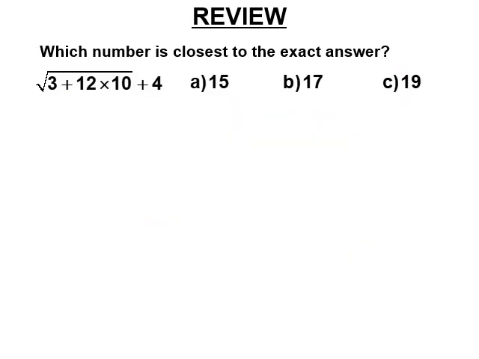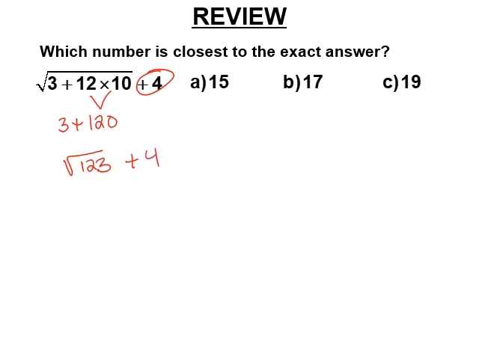So you must follow order of operations. Notice the plus 4 is not in the square root. You do inside the square root first. You do your multiplying before your addition. So this is the square root of 123 plus whatever 4 is.